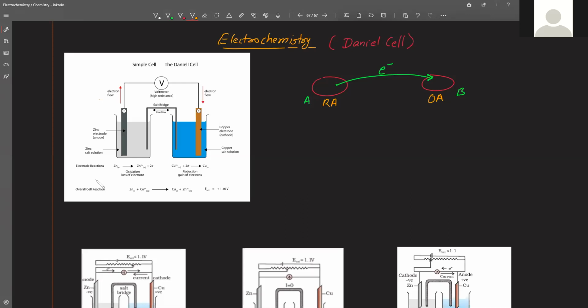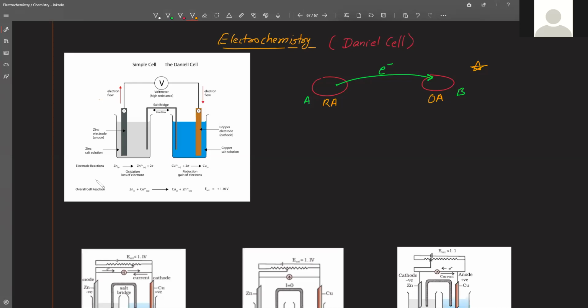Clear what is a reducing agent and what is an oxidizing agent? The one which is getting oxidized is actually the reducing agent. So always from reducing agent to oxidizing agent, there will be transfer of electron. This picture should always be clear in our head. This is the basic of electrochemistry.